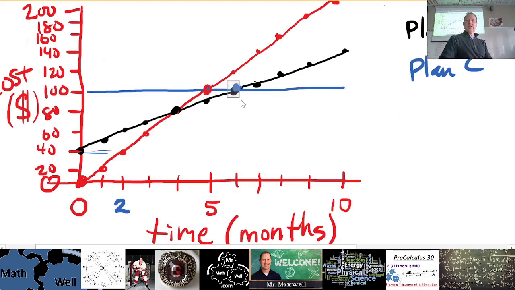And this is an intersection point. I don't know if you can tell that. So that's an intersection point. So go ahead. B or C, because it costs the same. So if I'm going to be around for 6 months only, I should consider plan B or C because they would cost the exact same at 6 months.